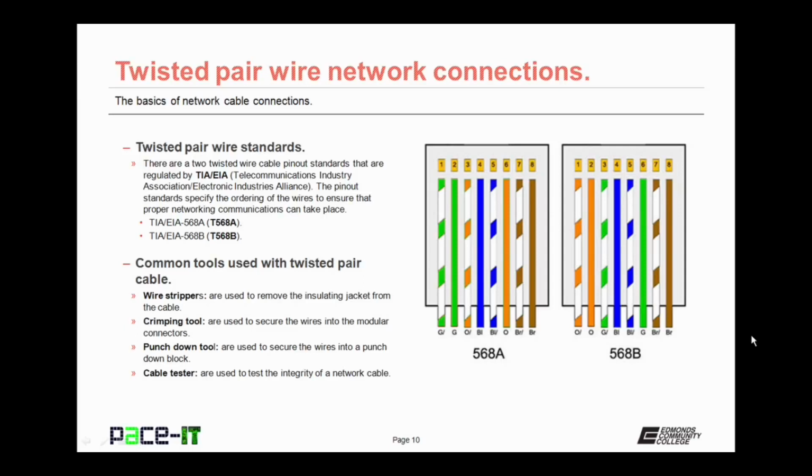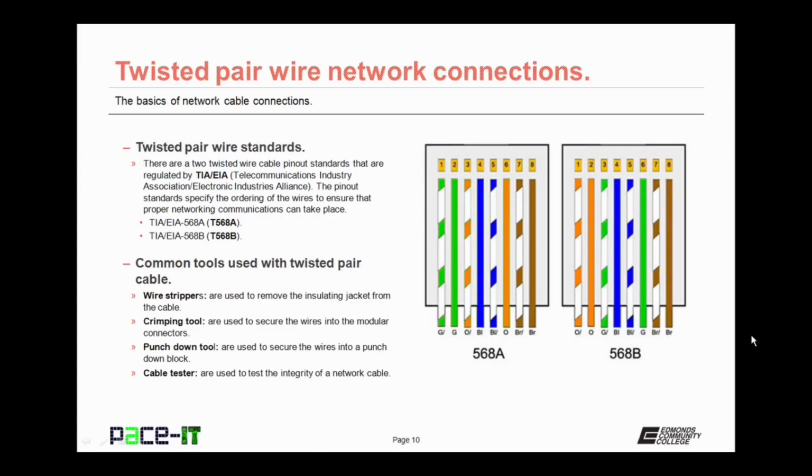There are 2 twisted wire cable pinout standards, that's wiring standards, that are regulated by the TIA-EIA, that's the Telecommunications Industry Association Electronics Industry Alliance. The pinout standards specify the ordering of the wires to ensure that proper networking communication can take place. The 2 standards are the TIA-EIA 568A, that's the T568A standard, and the TIA-EIA 568B or T568B standard. And you can see that the pinouts are slightly different.